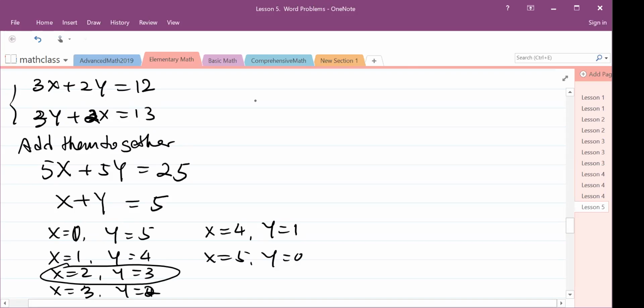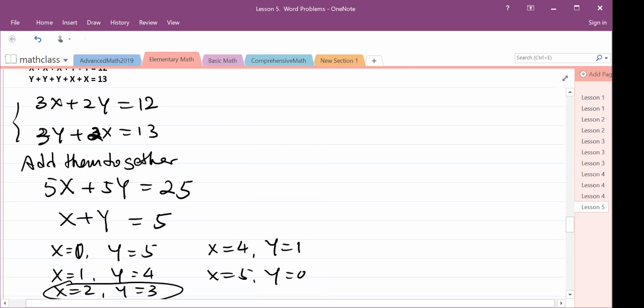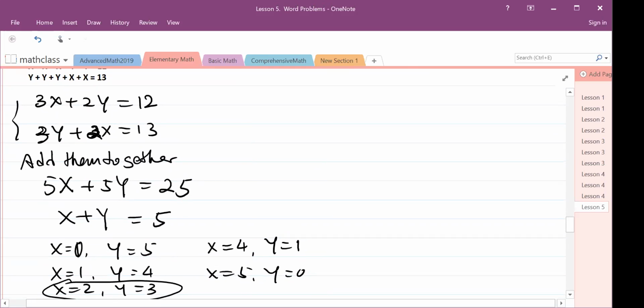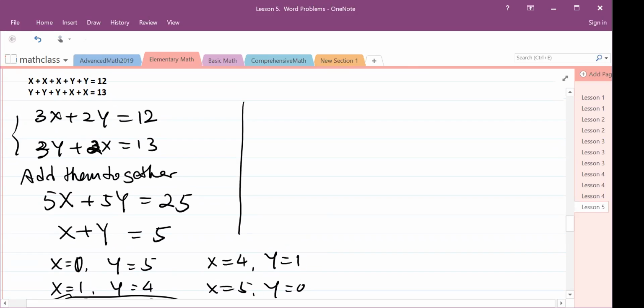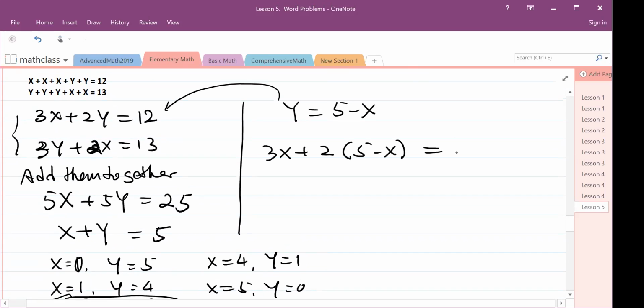Now, if you really want to use more advanced mathematics to solve the problem, you can solve for y. y is 5 minus x. Then you put it into this equation: 3x plus 2 times (5 minus x) equals 12, and multiply this out. It'll be 3x plus 10 minus 2x equals 12, and 3x minus 2x is just x, and then that'll be 2. I'm not going to get into too much of it. If you understand, that's great. I think Alina understands.